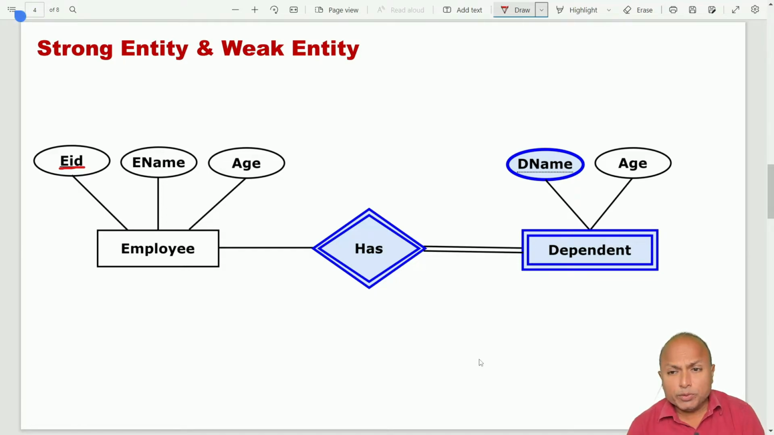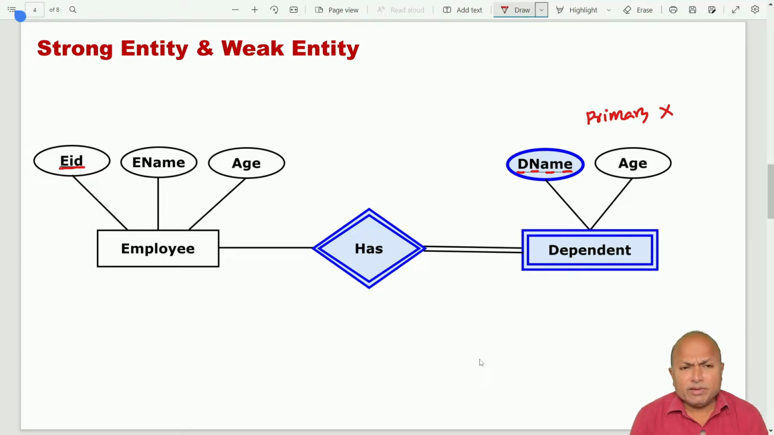Whereas dependent has two attributes: dependent name and age. There may be some other attributes, maybe relationship, maybe address, or whatever it may be. Let us consider only two attributes for our convenience. For example, dependent name is a partial key. See here, the dotted one. That means here there is no primary key. Then it's very difficult to identify the dependents uniquely.